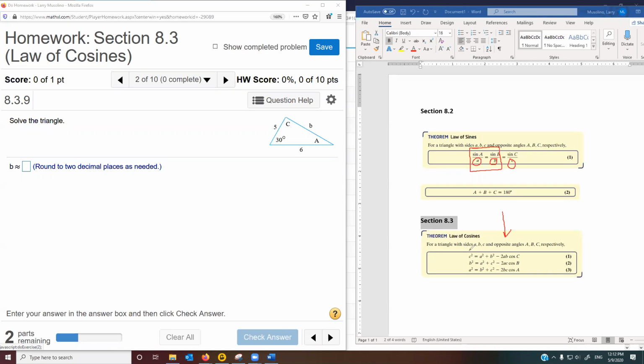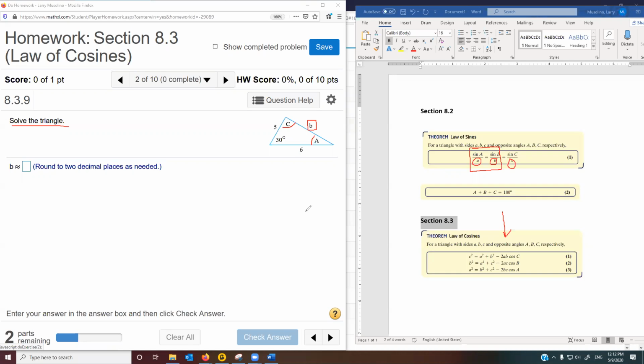All right, let's take a look at this example here from the 8.3 homework. So they're giving us this triangle, and they want us to solve the triangle. Remember, that means find the missing angles and missing sides. Okay, so you might notice that two angles are unknown. We don't know angle A, we don't know angle C, and also one side is unknown, side B. So those are three unknown quantities that we need to determine here, okay?